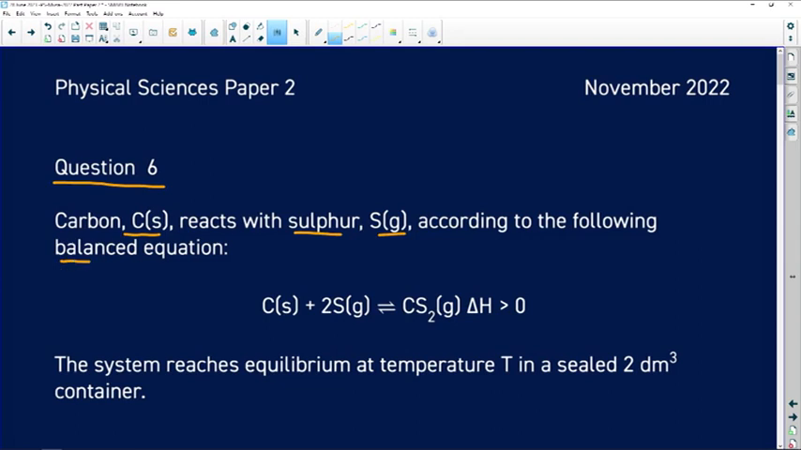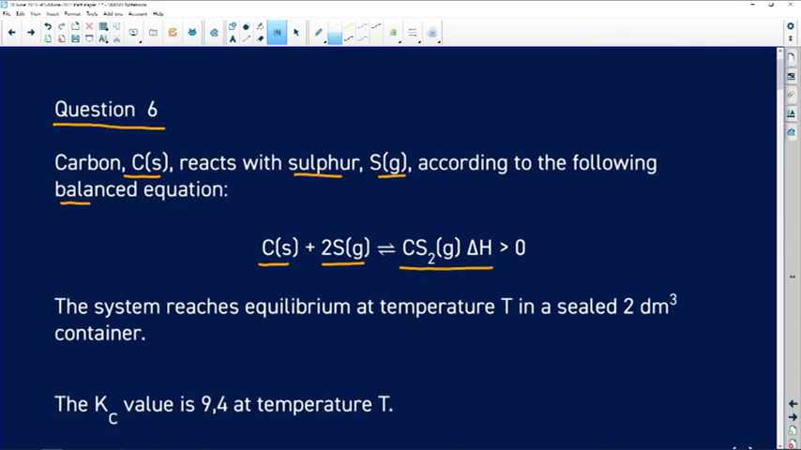Let us look at our equation here. We have carbon, which is solid, we have sulfur, which is a gas here, and then we have carbon disulfide. All right, we need to identify something here. We are given our enthalpy change as change in H is greater than 0.